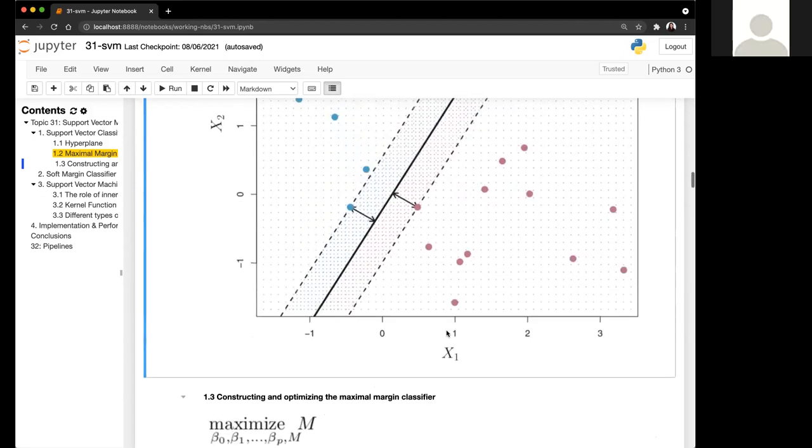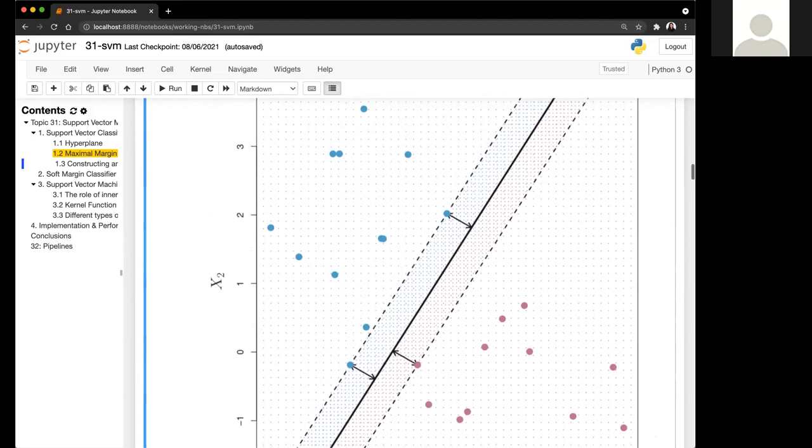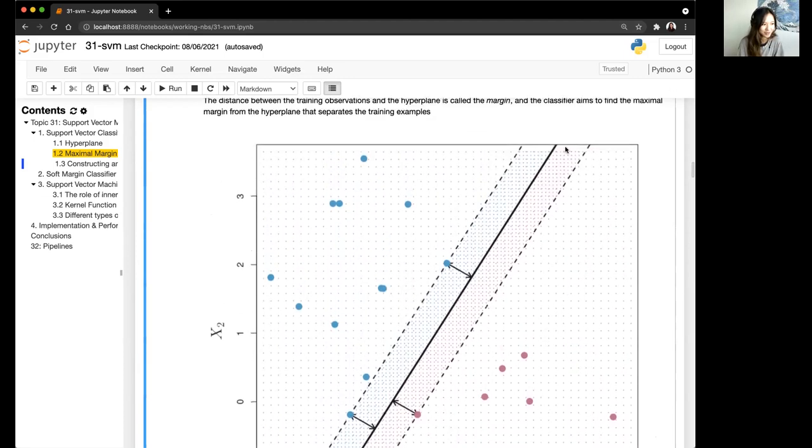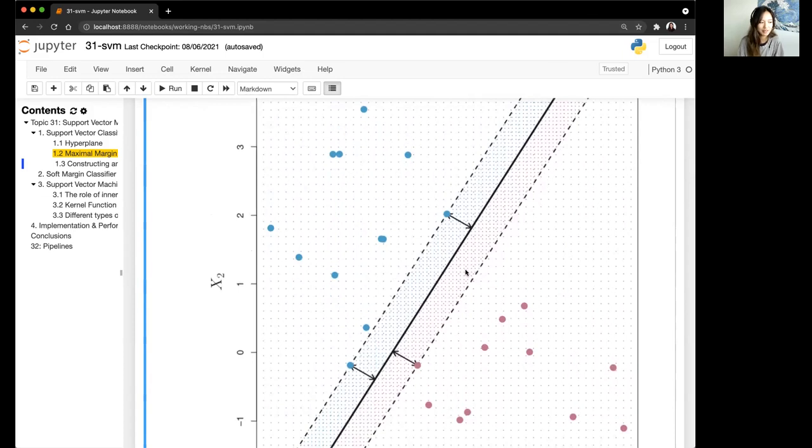So is the purpose to have the data points as far as you can from the hyperplane? That's correct. So in this 2D case, this middle black line is the hyperplane, and this is the hyperplane that has the largest distance between the points and the line. Sorry, largest distance. Thank you.